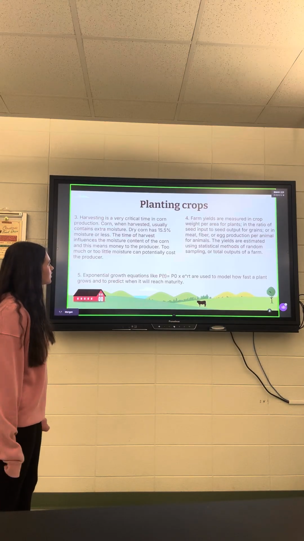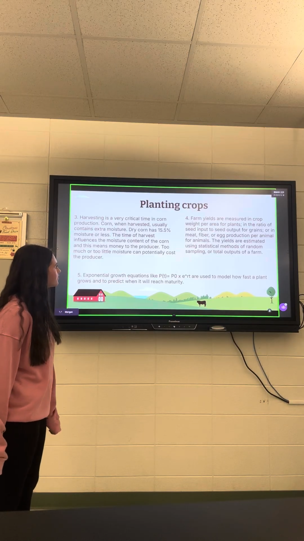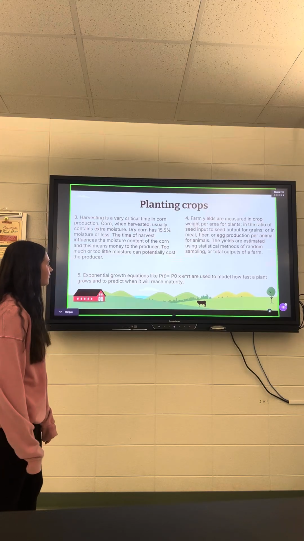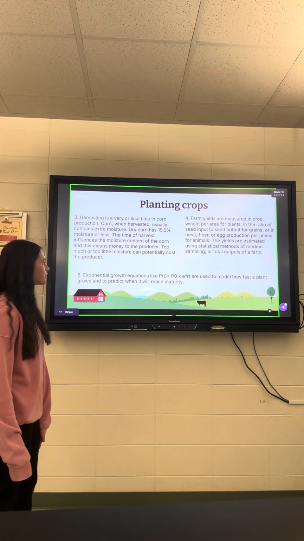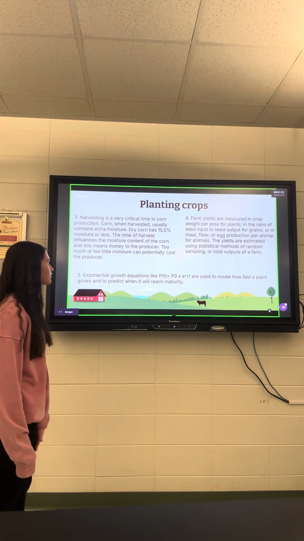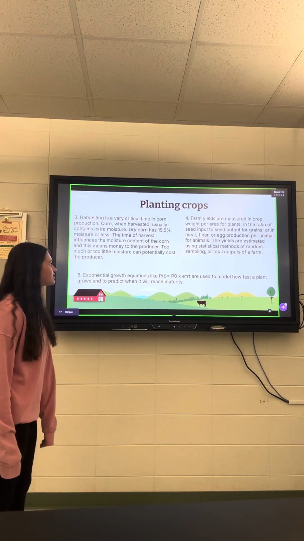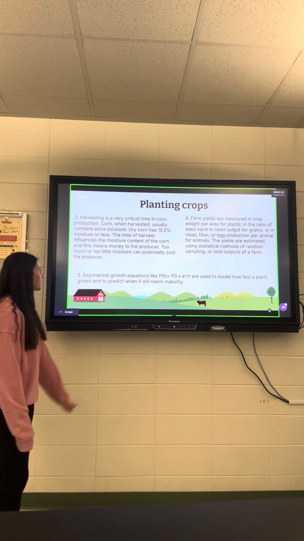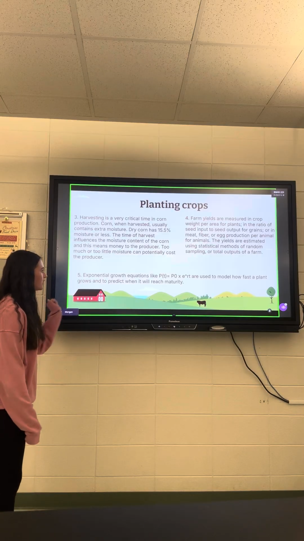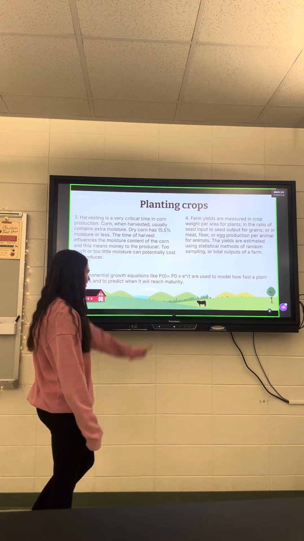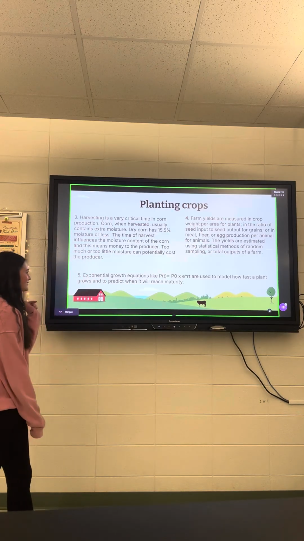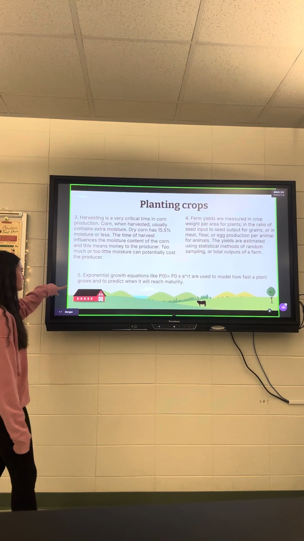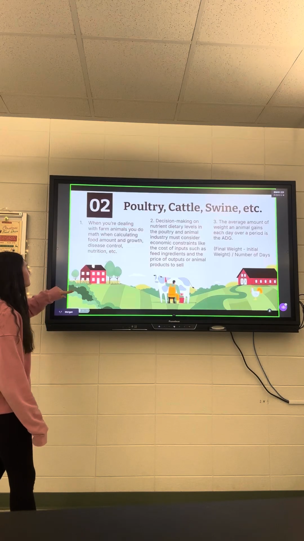Farm yields are measured in crop weight per area for plants, and the ratio of seed input to seed output for grains, or in meat, fiber, or egg production per animal for animals. The yields are estimated using statistical methods of random sampling or total outputs of a farm, and exponential growth equations like P(t) = P0 · e^(rt) are used to model how fast the plant grows and to predict when it will reach maturity.